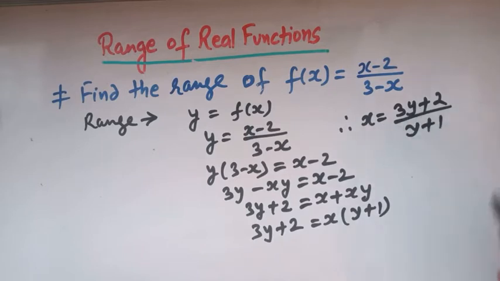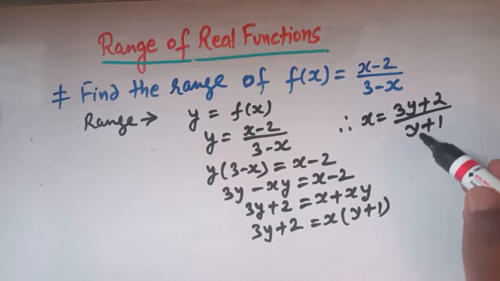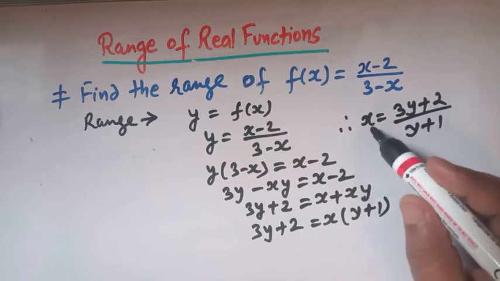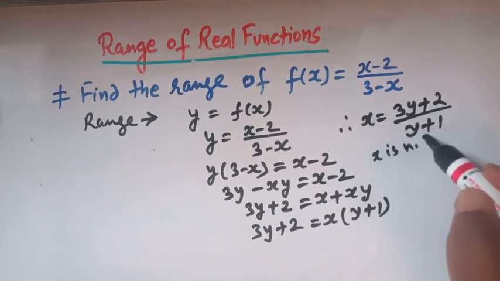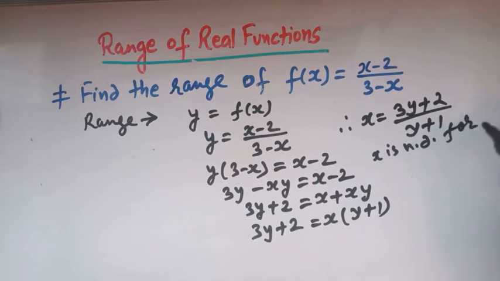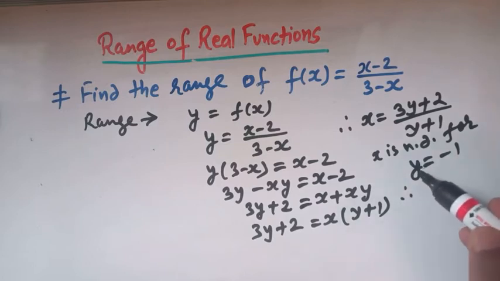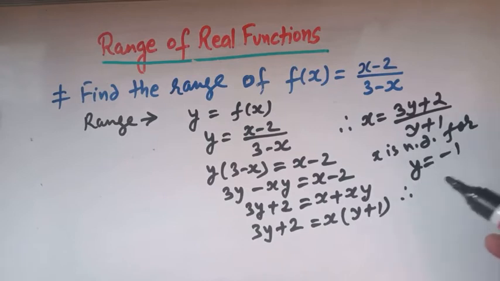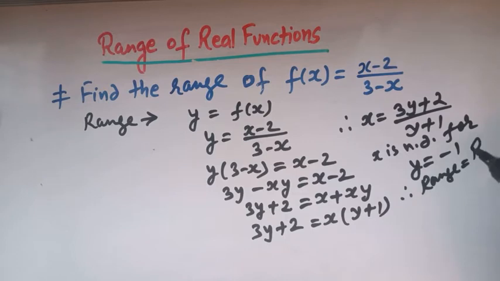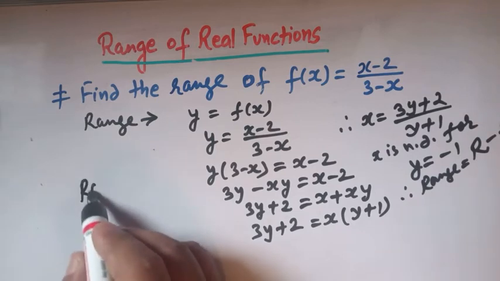So obviously x is not defined for y is equal to minus 1. So therefore, and what is y? Y is our range. So the range is the set of all real numbers excluding minus 1. Clear? I am writing it here.